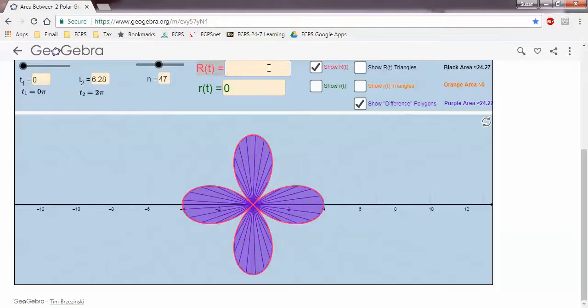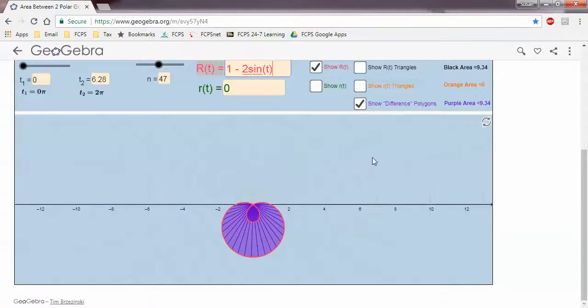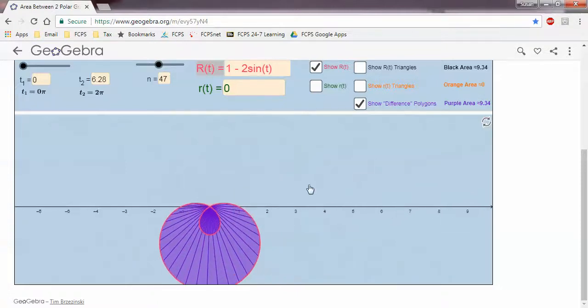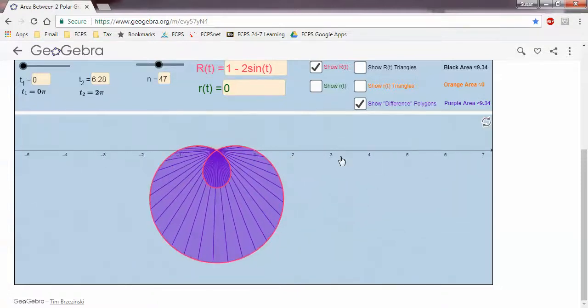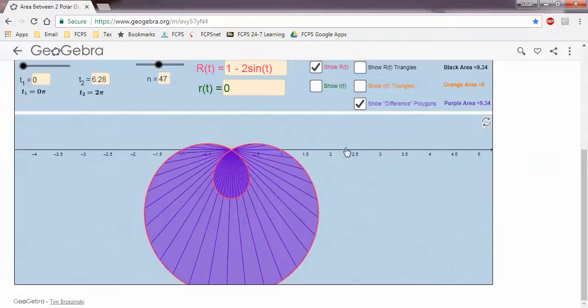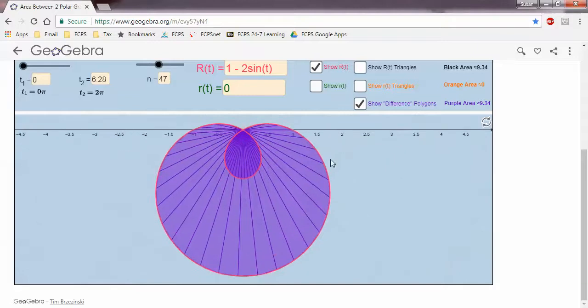What am I doing? 1 minus 2 sine t. Okay. So, everybody can see this, right? Okay, I only want the inner loop, which is right here. So how do I know when the inner loop starts and when the inner loop ends? Yeah, it starts and ends when it hits the pole, right?